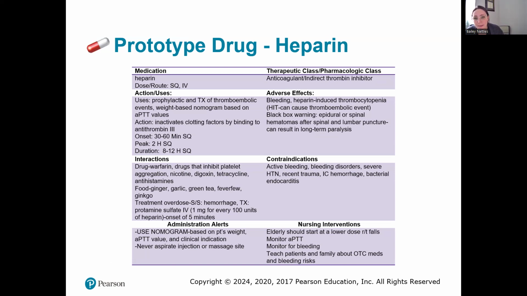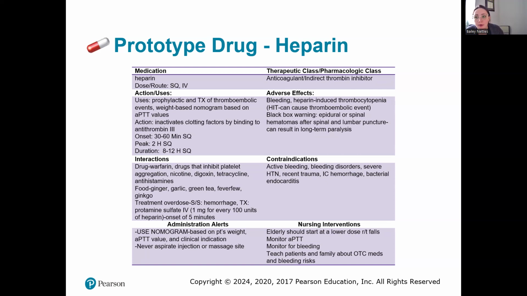They have a weight-based nomogram based on your APTT, which is your activated partial thromboplastin time. Okay. Inhibits clotting factors by binding to antithrombin 3. Pretty fast onset. With sub-Q, IV is probably even faster. So obviously an adverse effect, if it works too well, I can bleed.